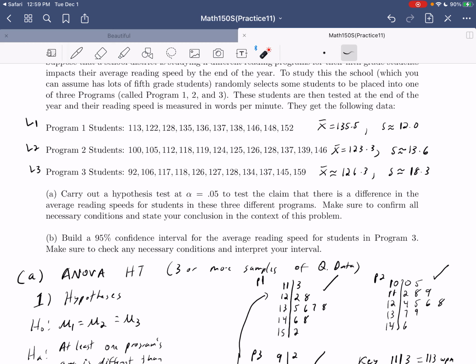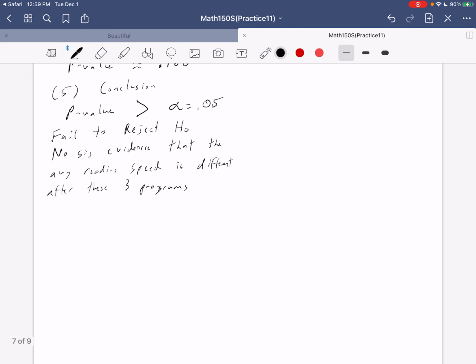Clearly not going to be matched pairs. And since we are only looking at students in program 3, this is going to be a one sample mean confidence interval. So we can do that right here for part B. It's going to be a one sample mean confidence interval just applied to the program 3 data.